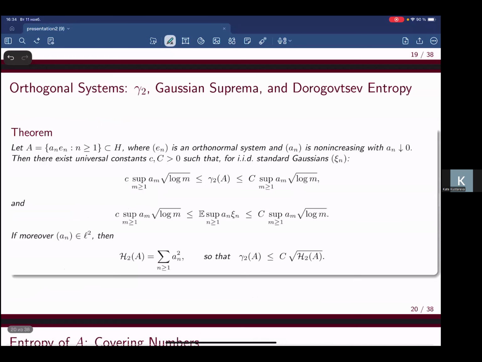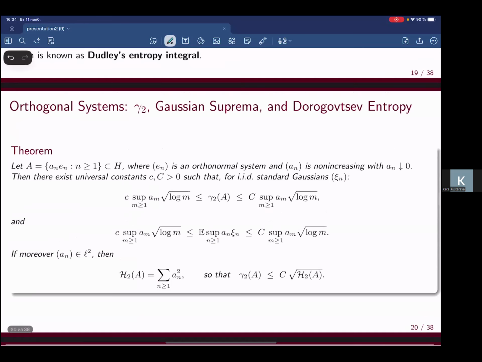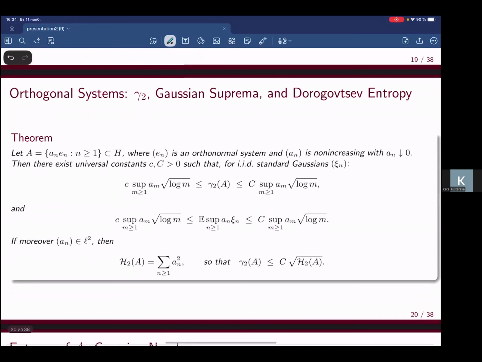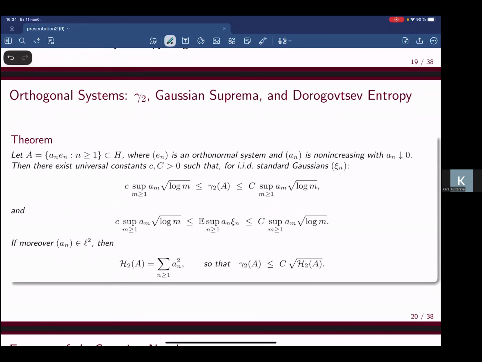Okay, now I will show how it's possible to connect three types of estimates that we discussed before: the gamma 2 functional, the Gaussian supremum, and the quadratic entropy introduced by Andrei Anatolyevich Dorogovtsev. So let A be the set of all elements a_n e_n, where n is greater than or equal to 1, and where the sequence e_n forms an orthonormal system in the Hilbert space H, and the coefficients a_n are assumed to be non-increasing and they converge to zero.